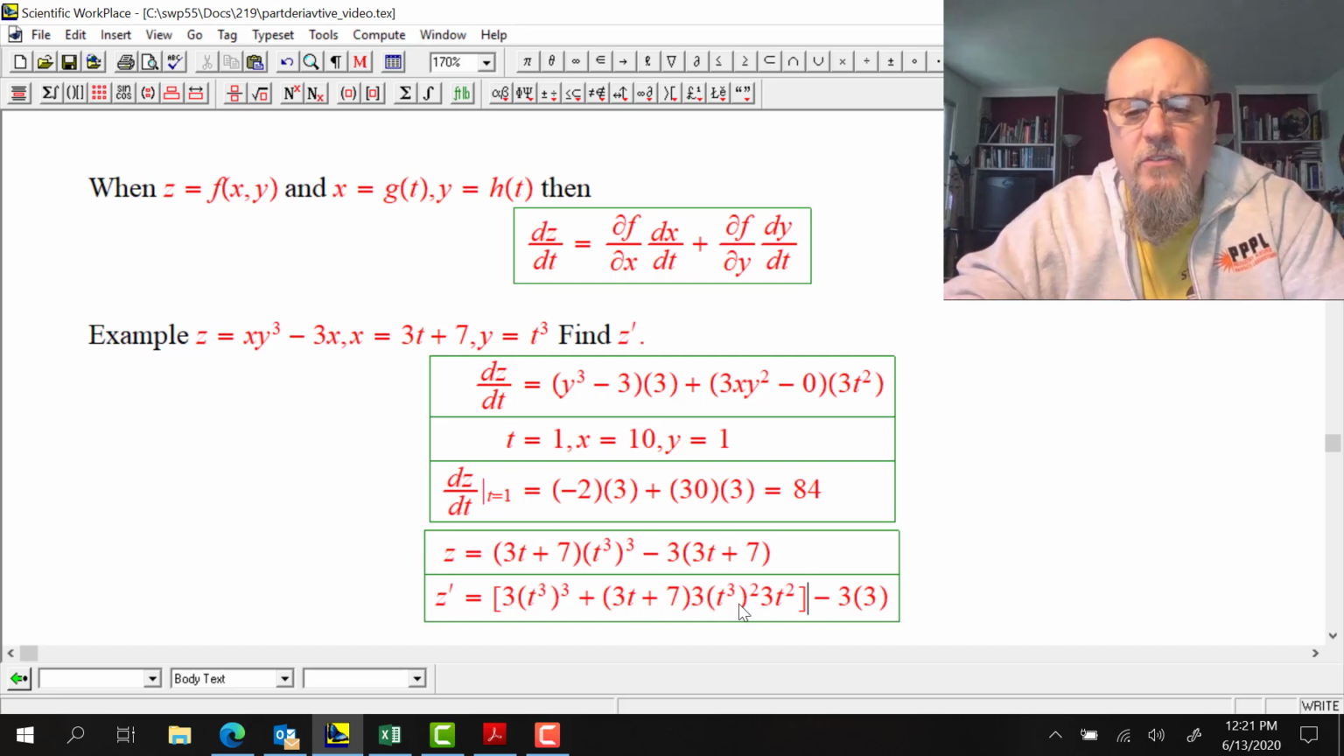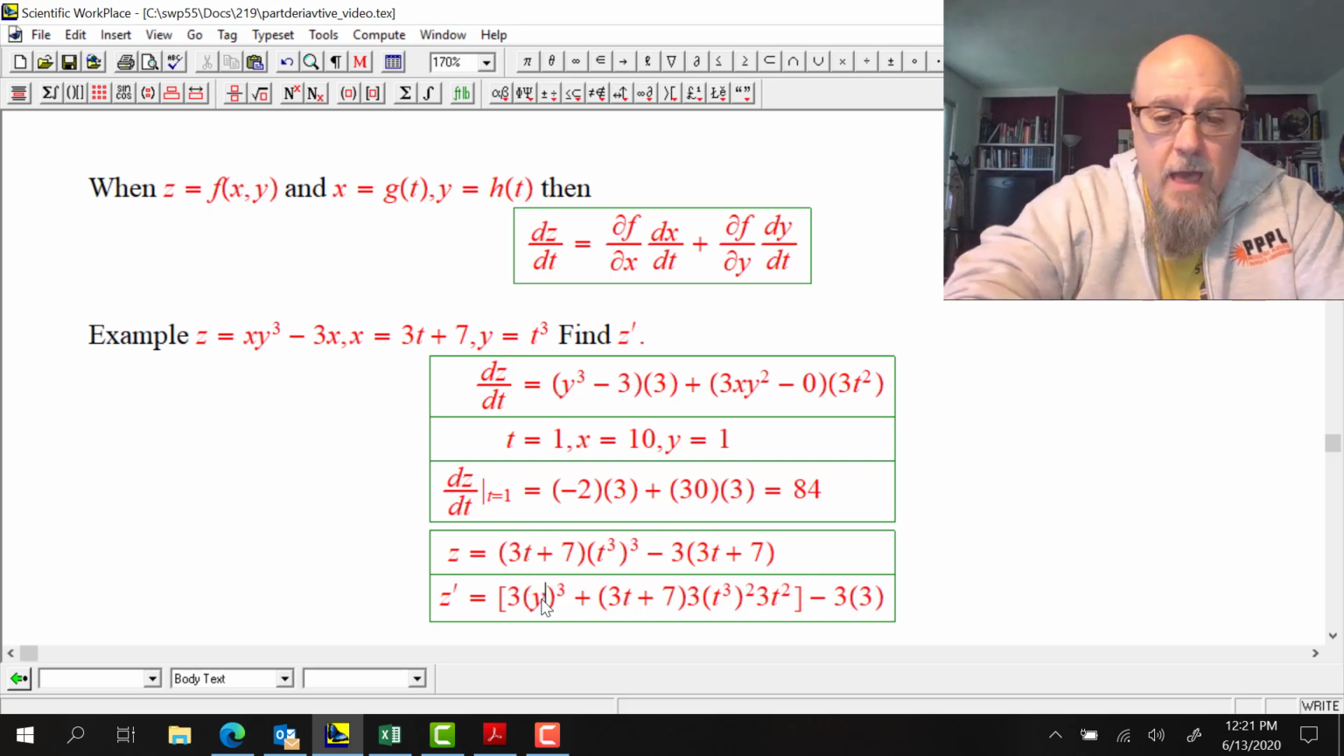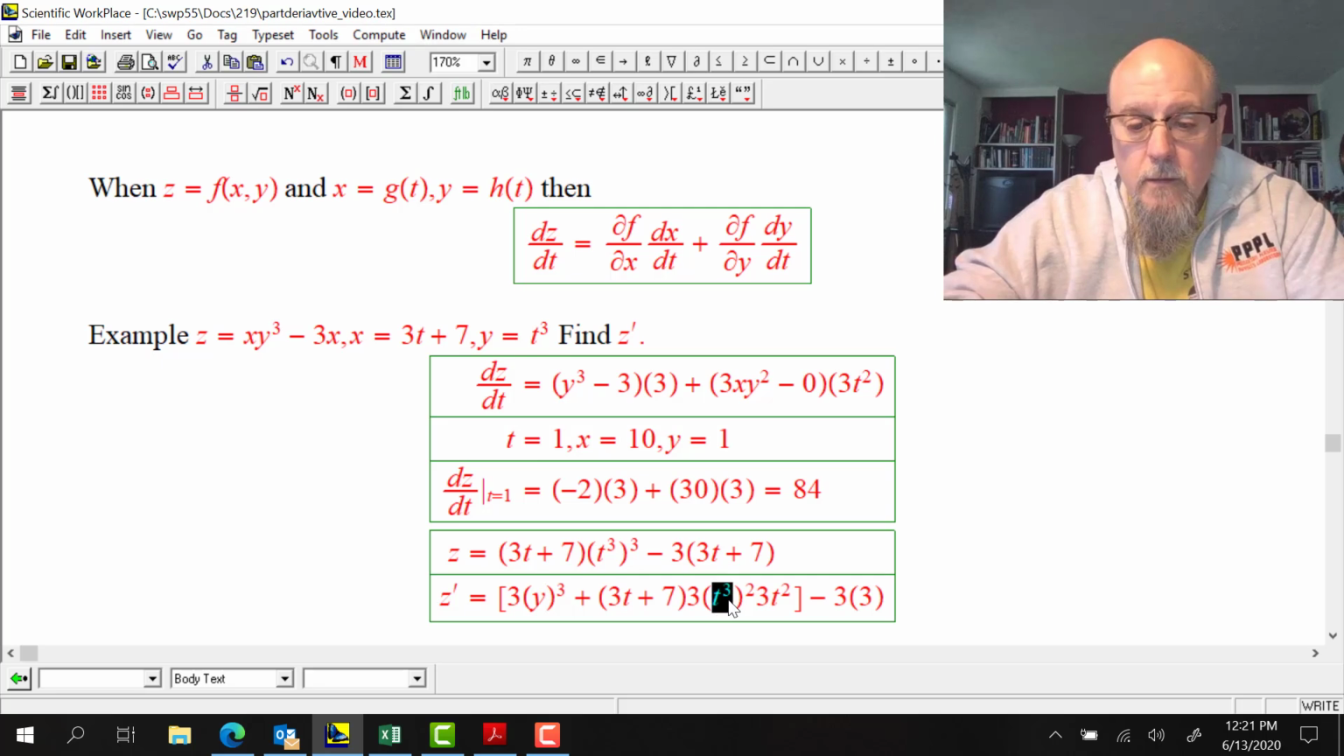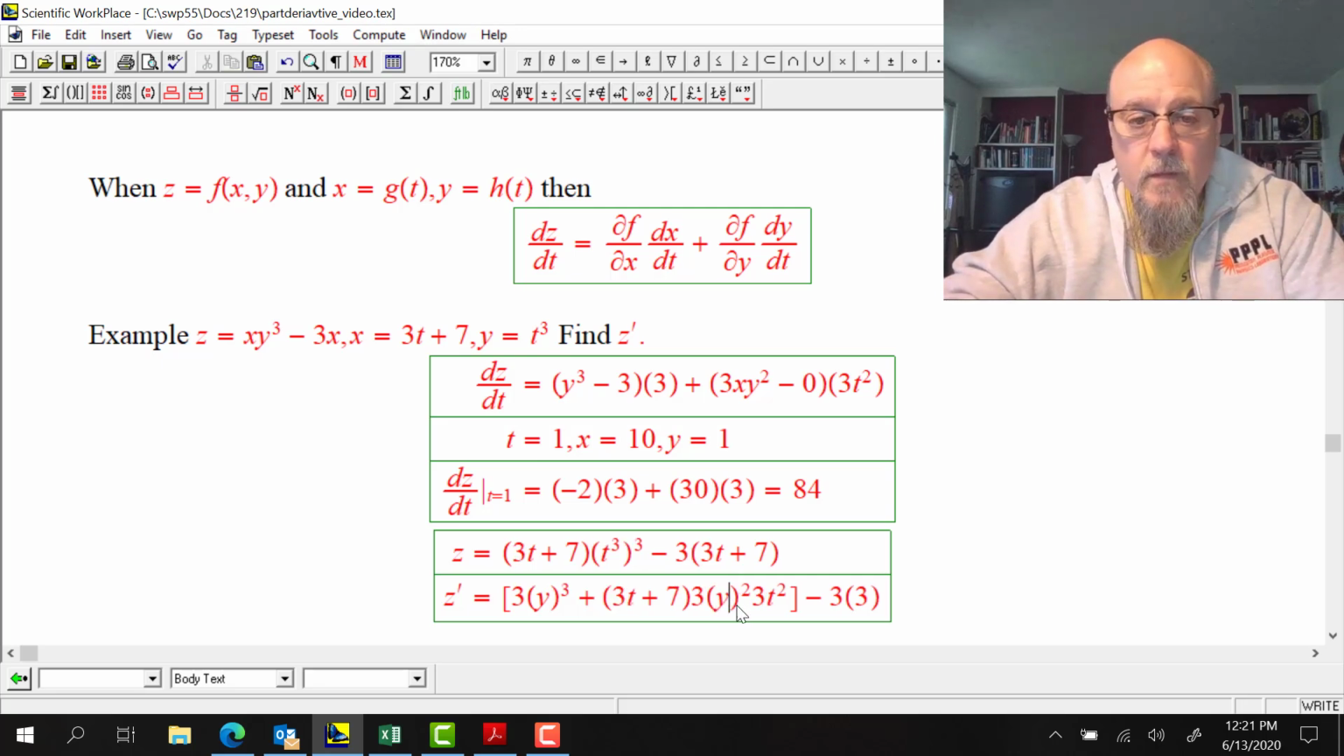Well, do I see that? Well, y is t cubed. So that's y, and that's y. X is 3t plus 7. So that's x.